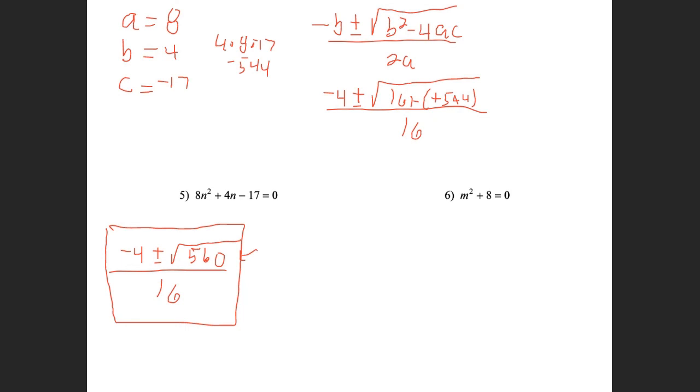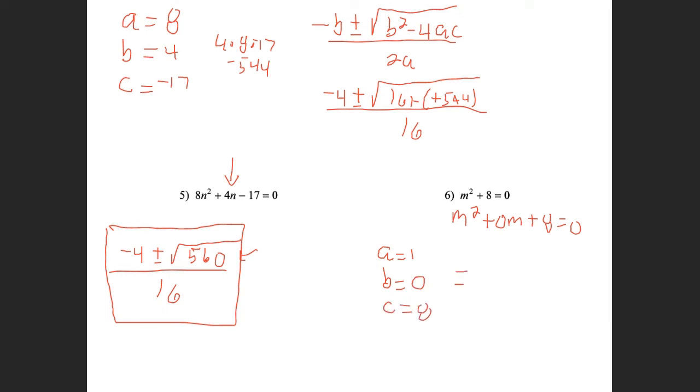Now, the second problem is a little tricky. Okay? The reason I say it's a little tricky because it doesn't have this term. So I'm going to rewrite it like this. I'm going to go m squared plus 0m plus 8 is equal to 0. So my a value is 1. My b value is 0. My c value is 8.